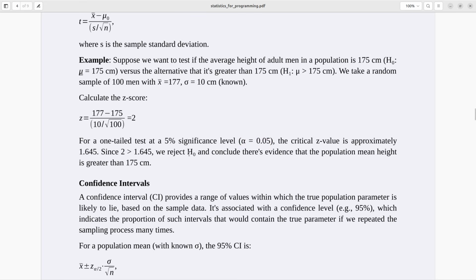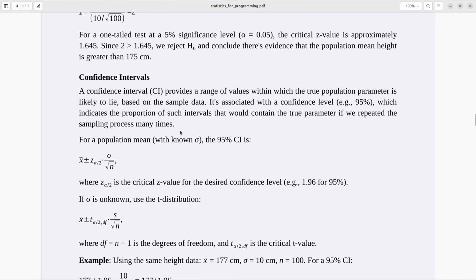And in this case, we would reject H0. That means we reject the null hypothesis, and we would conclude that there is some evidence from the data that the population mean height is really greater than 175 cm, okay? So that is the process of using the Z score to do the hypothesis testing.